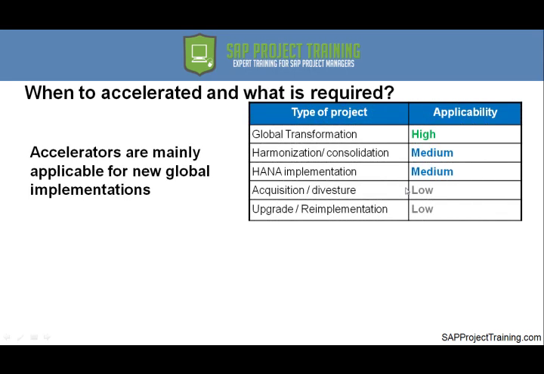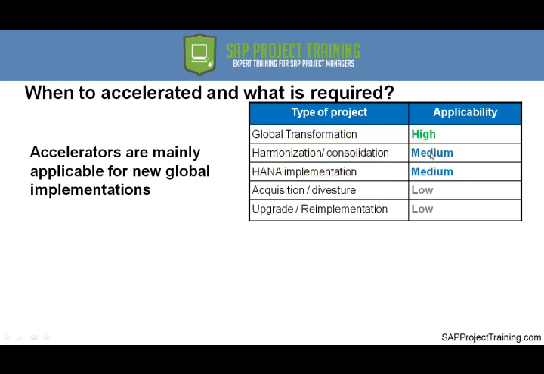So if we first have a look at the different types of projects, we have listed some of the most common ones. So first, global transformation, where you're implementing SAP, using SAP as the driver to transform your business. The applicability of acceleration is very high. There's a lot of areas where you can really benefit from accelerating. Harmonization consolidation, again, has certain room for acceleration. HANA implementation, which is really just changing or introducing new technology. Again, you have certain items that you can use to accelerate it.